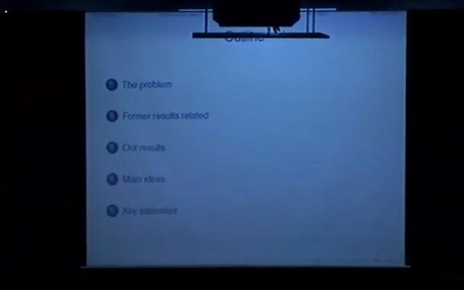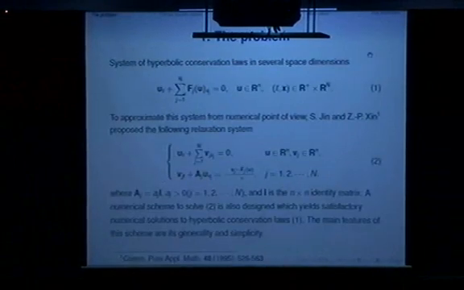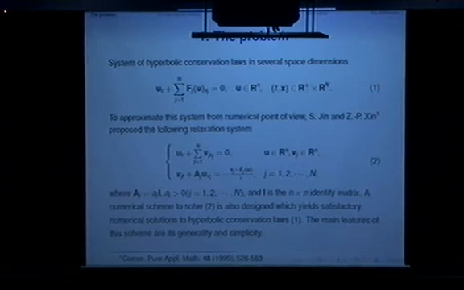My talk is divided into these 5 parts. First, I want to talk about the problem. We know that for general hyperbolic conservation laws in several space dimensions, Professor Jin Xin and Zhouping Xin in 1995 proposed the following relaxation approximation to these systems, and then designed several numerical schemes to solve these equations.